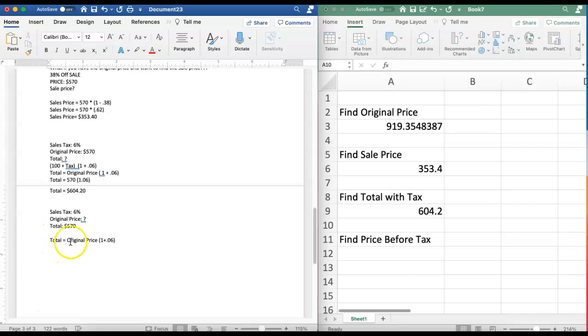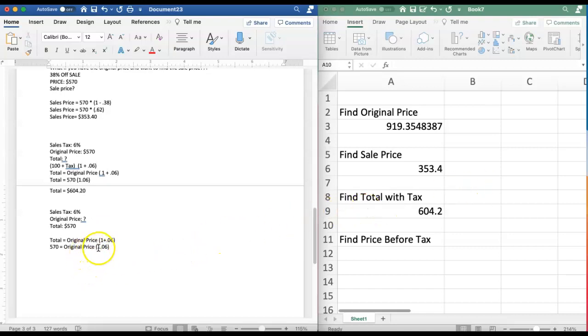Now we don't know what the original price is, but we do know the total, so we can substitute that in. I'm just going to copy and paste this to speed us up. So this is $570. And then I don't know the original price, but I do know that I paid 100% of it plus the extra 0.06 in sales tax. Adding those together gives you 1.06.